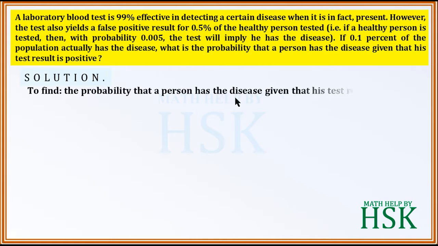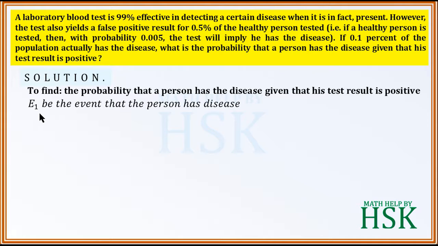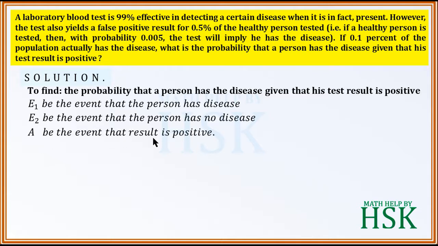So we have to find the probability that the person has the disease given that the test result is positive. For this we assume two events. E1 be the event that the person has the disease, E2 be the event that the person does not have the disease, and A be the event that the result is positive. We have been given probability of E1, because only 0.1% of the population has the disease, therefore probability of any person having the disease will be 0.1 upon 100, that is 0.001.